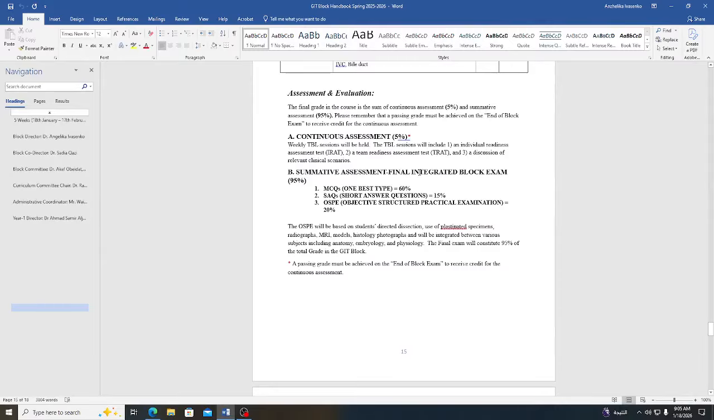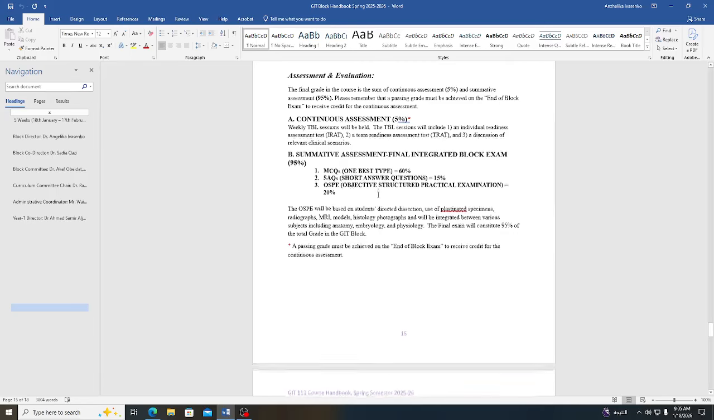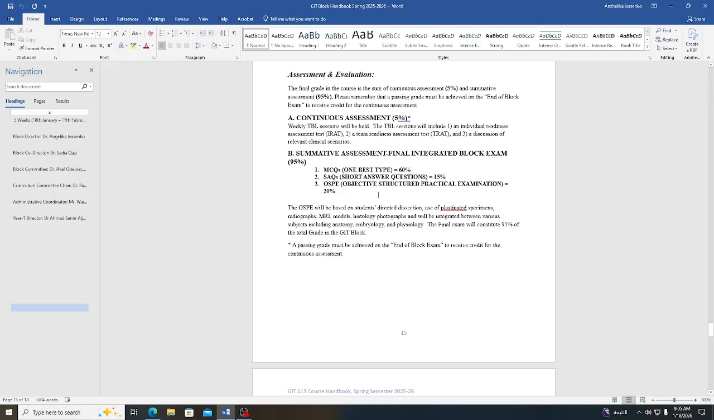This shows the weight of continuous assessment. So 60% is MCQs, 20% OSPE, and 15% SAQs.